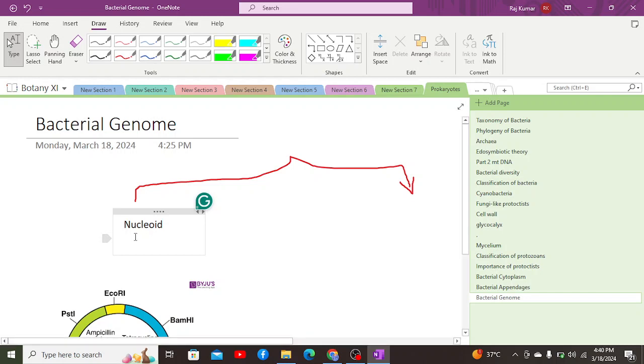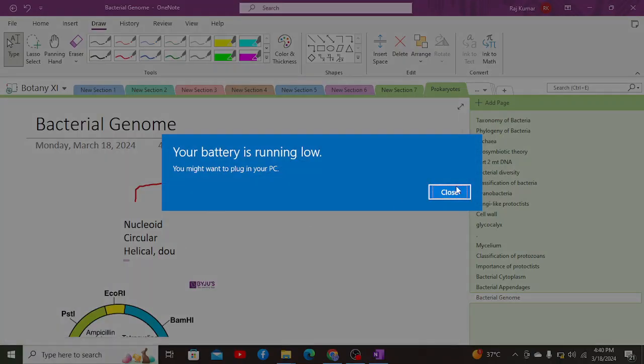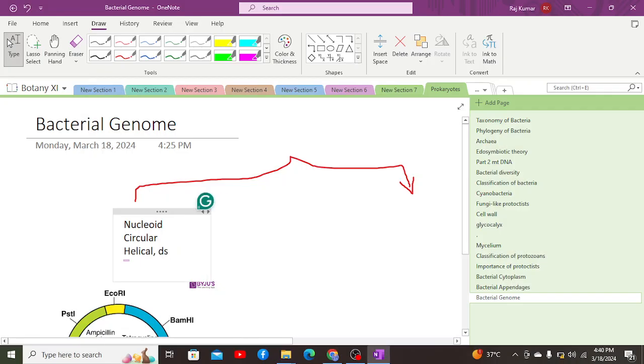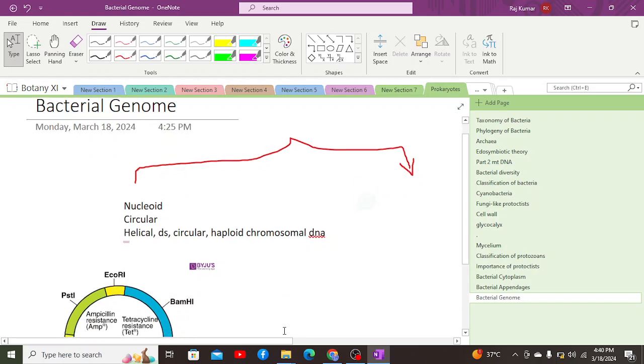In that region we have a circular DNA. Unlike the linear DNA of eukaryotes, it is a circular DNA, but again it is a helical DNA. Helical, double-stranded, circular, haploid chromosomal DNA is present. That chromosomal DNA is haploid, which means that there is only a single set of chromosomes rather than a double set of chromosomes.